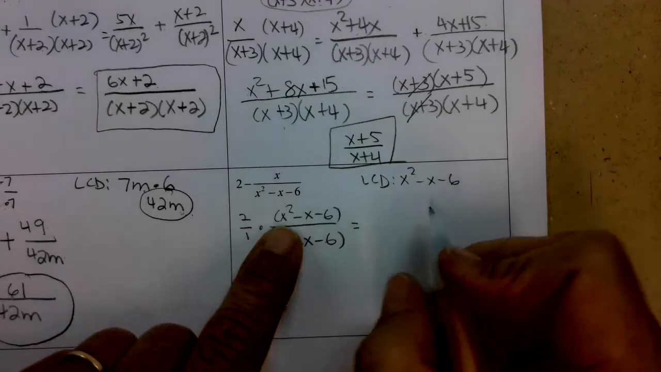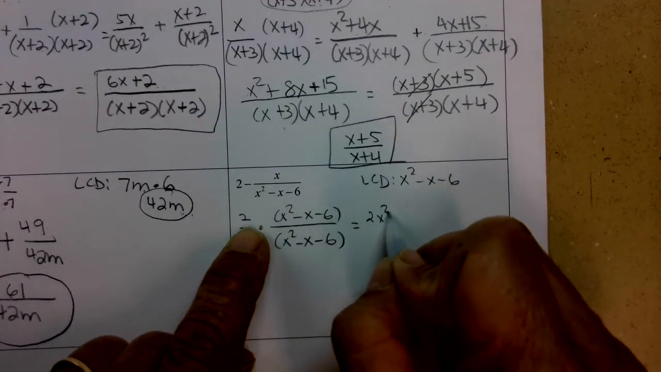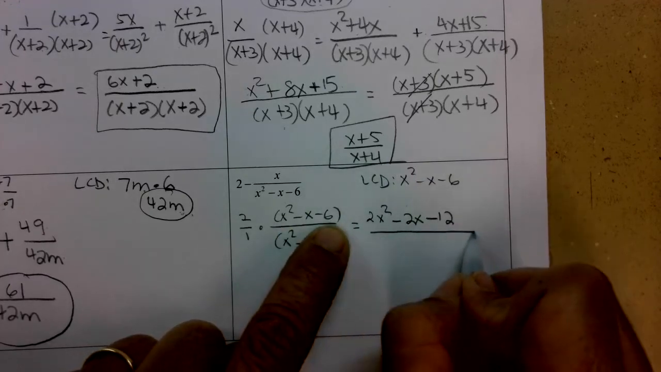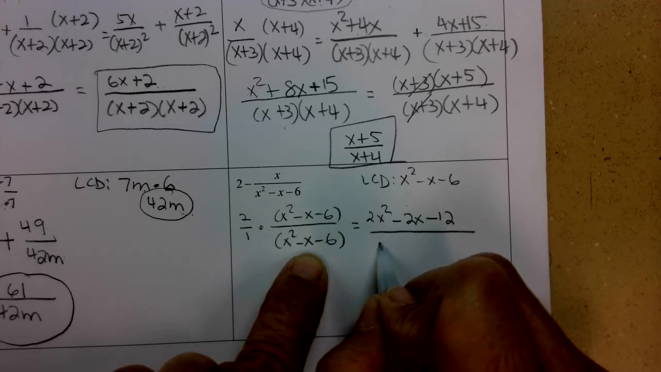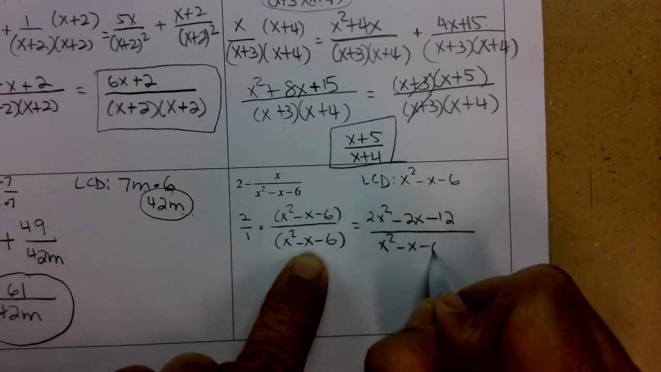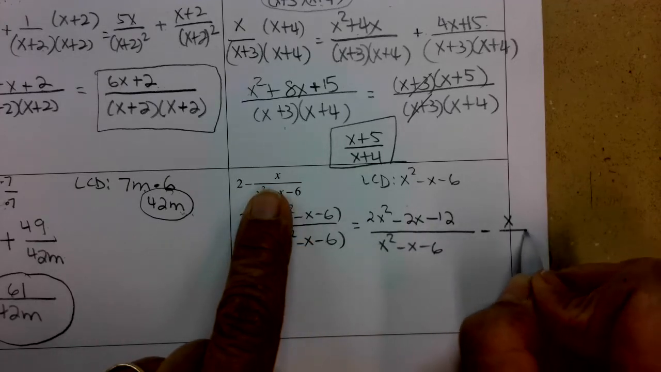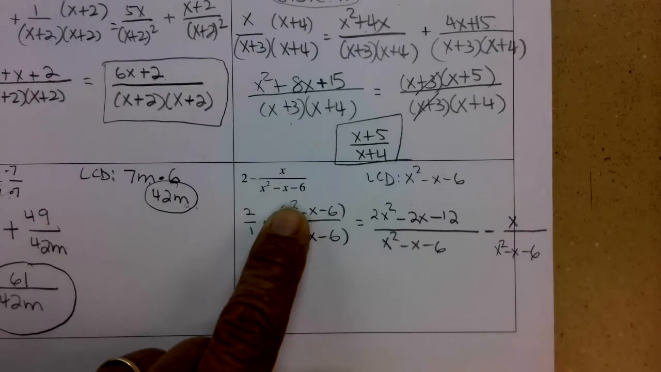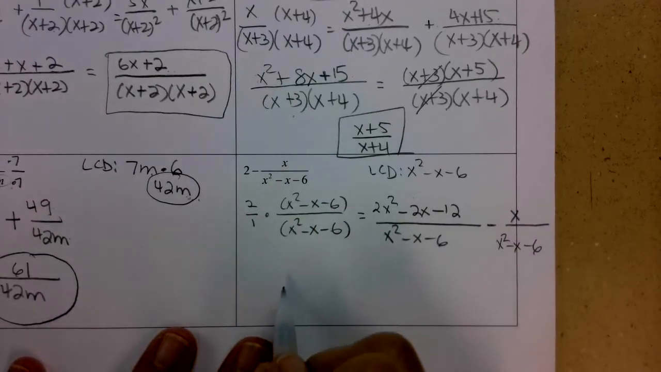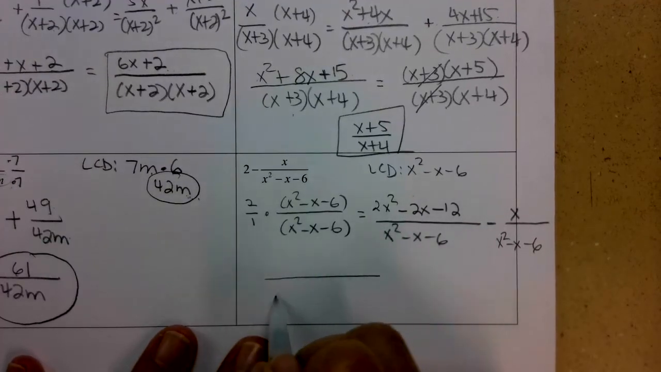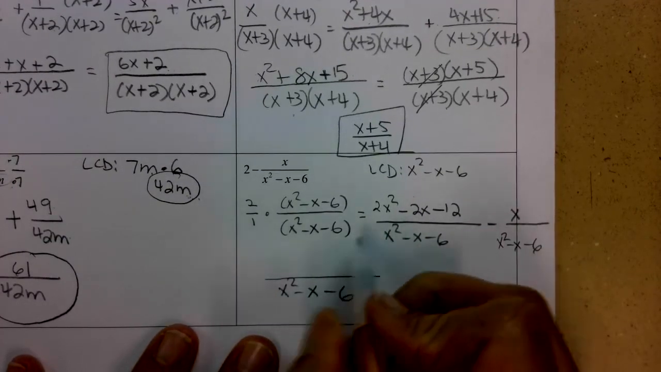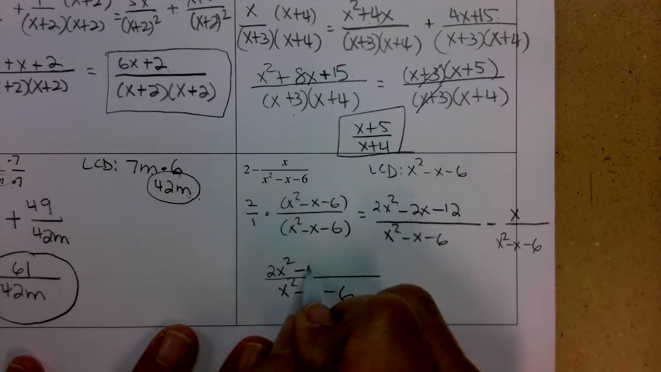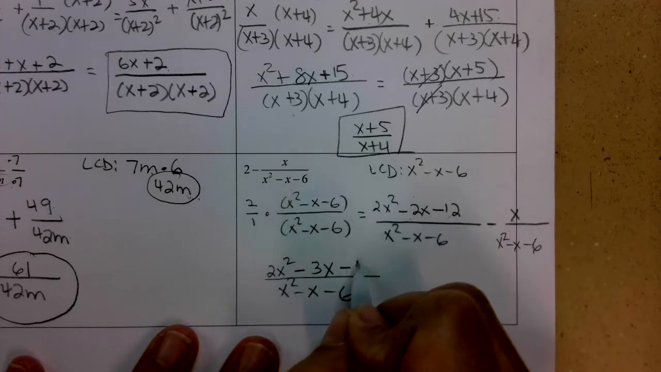Let's see. So I'm going to go ahead and distribute my 2. So I'm going to get 2x squared minus 2x minus 12 over your common denominator, and then it's minus x over that same common denominator. So what do we get when we tidy that up? x squared minus x minus 6 for the bottom. 2x squared, then like terms, negative 2x minus that x, so minus 3x, and then the minus 12.